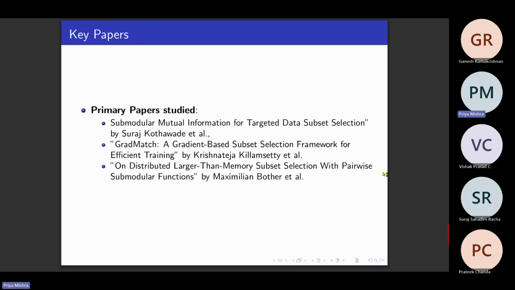We found these three papers to be the most relevant regarding dataset optimization and subset selection, and we will discuss the algorithms, the key takeaways, the challenges which these algorithms solve, and their relevancy to our project, which is data set optimization.